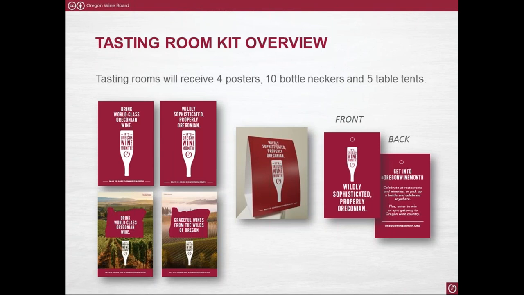This is an overview of the tasting room POS kit that I mentioned earlier. Again, tasting rooms will receive 4 posters, 2 in the graphic style and 2 in the photographic style, 5 table tents, and 10 bottleneckers. And again, you can order up to 2 kits, and make sure you fill out the form on the toolkit by March 1st.